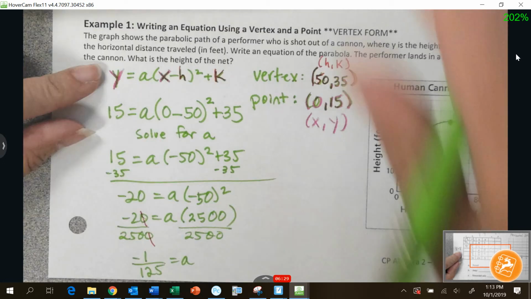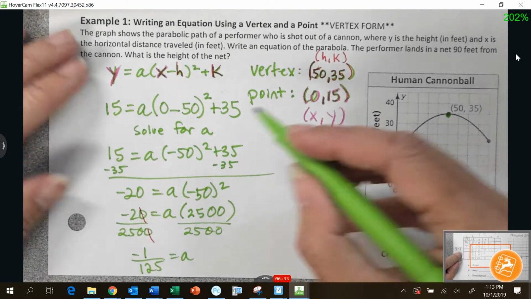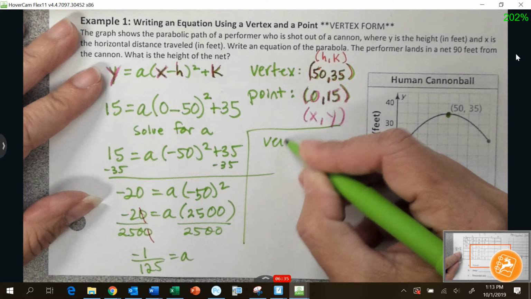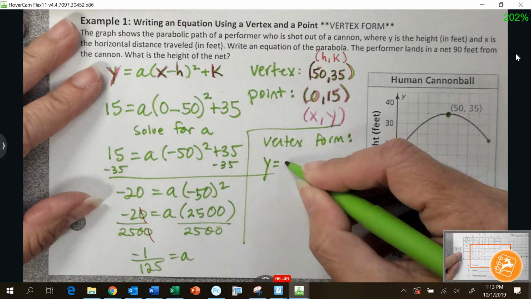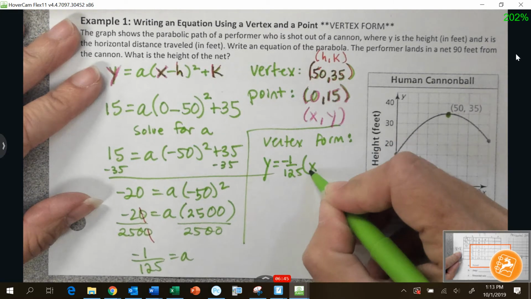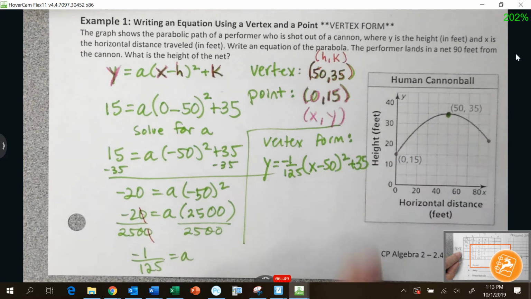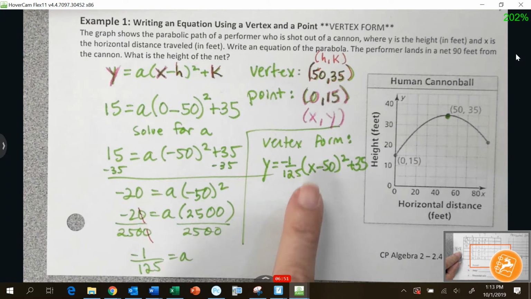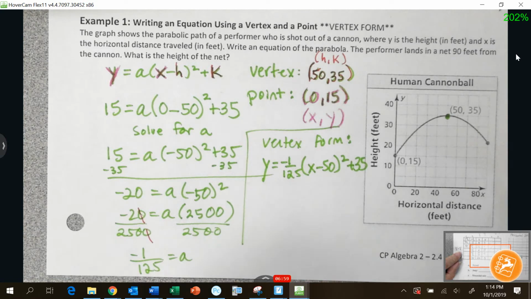And when we write vertex form, we plug in the H, the K, and the A. So our vertex form is going to be y equals negative 1 over 125, parenthesis, x minus 50, close parenthesis squared, plus 35. So the equation that you give when you're done is the A value plugged in, the H value plugged in, and the K value plugged in. The point was going to help us find the A value, but you don't put that in your final answer.